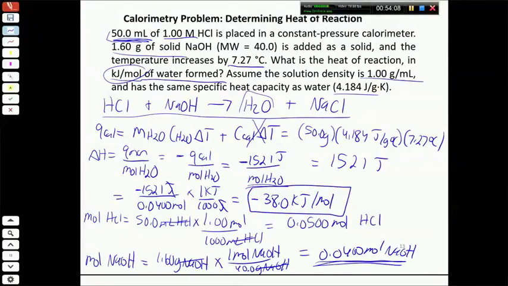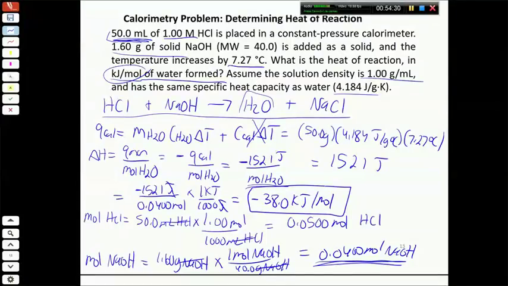So if we have a situation, and it's not going to come up a lot, like this one where there's two reactants in the calorimeter, we have to use the limiting reactant to then determine the delta H in kilojoules per mole, because the limiting reactant is going to determine how many moles of substance are actually produced or involved in that reaction. So, questions on that one?